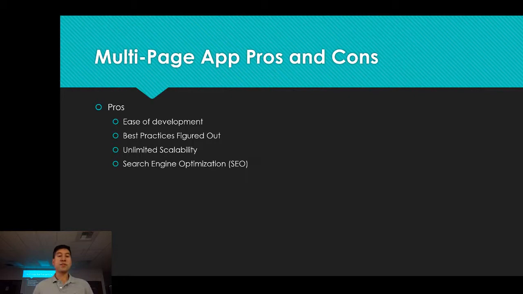The other pro here is that a multi-page app can really be as large as you want it to be. It can be as simple as just a few pages, or you can have tens of thousands. You can even have millions of web pages. If you think of a website like Amazon, for example, they have so many products, and I'm pretty sure they have millions of pages. And as long as you have the infrastructure set up, the back end all figured out, a multi-page app can be as large as you want it to be. There's no limit to it.